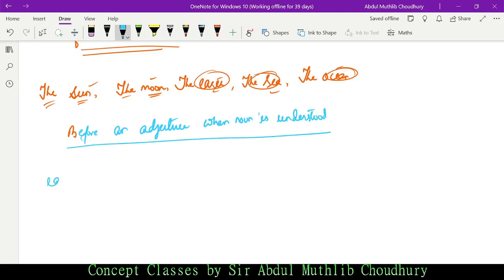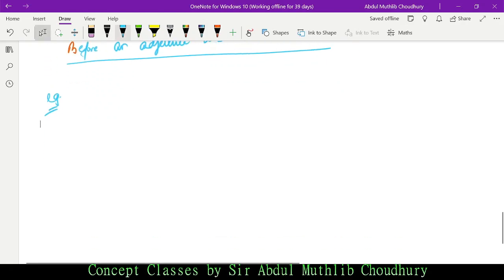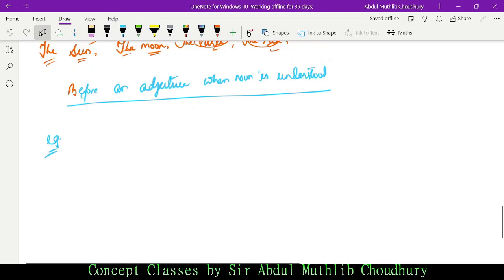What does this mean? Example. All these headings will be supported by an example for your conceptual clarity. Now, the article the is used before an adjective when the noun is understood. For example, the rich should be kind to the poor. So it means before an adjective, when the noun is understood.